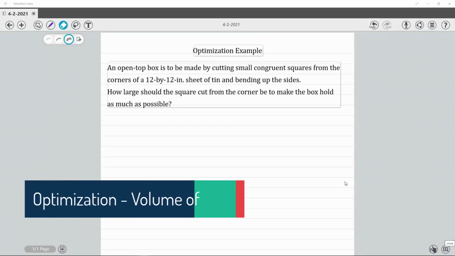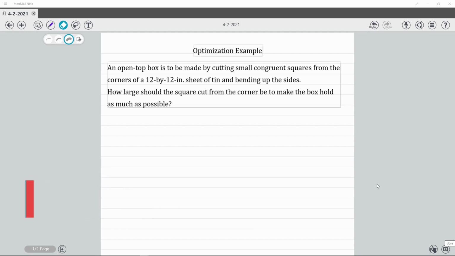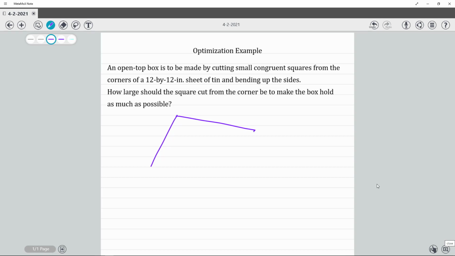Okay, so I have this optimization problem. It says an open top box is to be made by cutting small congruent squares from the corners of a 12 by 12 sheet of tin. So in other words, that's 12 inches, and this is 12 inches.